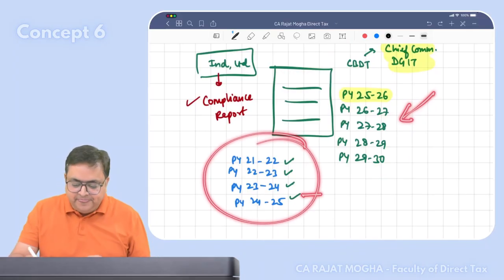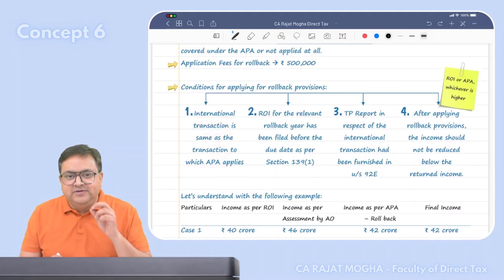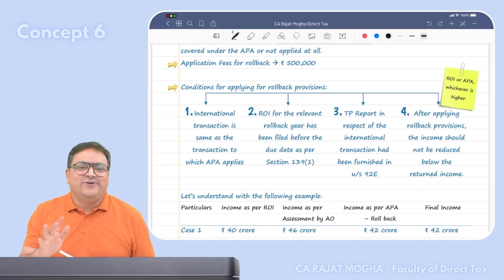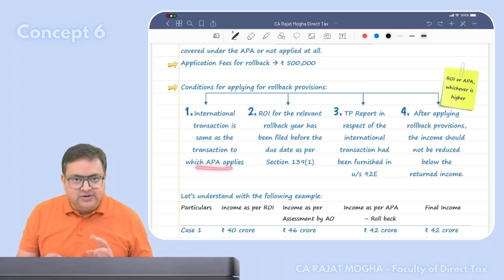First condition. It says international transaction is same as the transaction which APA applies. So international transaction should be same. So specified domestic transaction also should be same. On specified domestic transaction, APA is not applicable. Understanding it? Good. Understood? Okay.